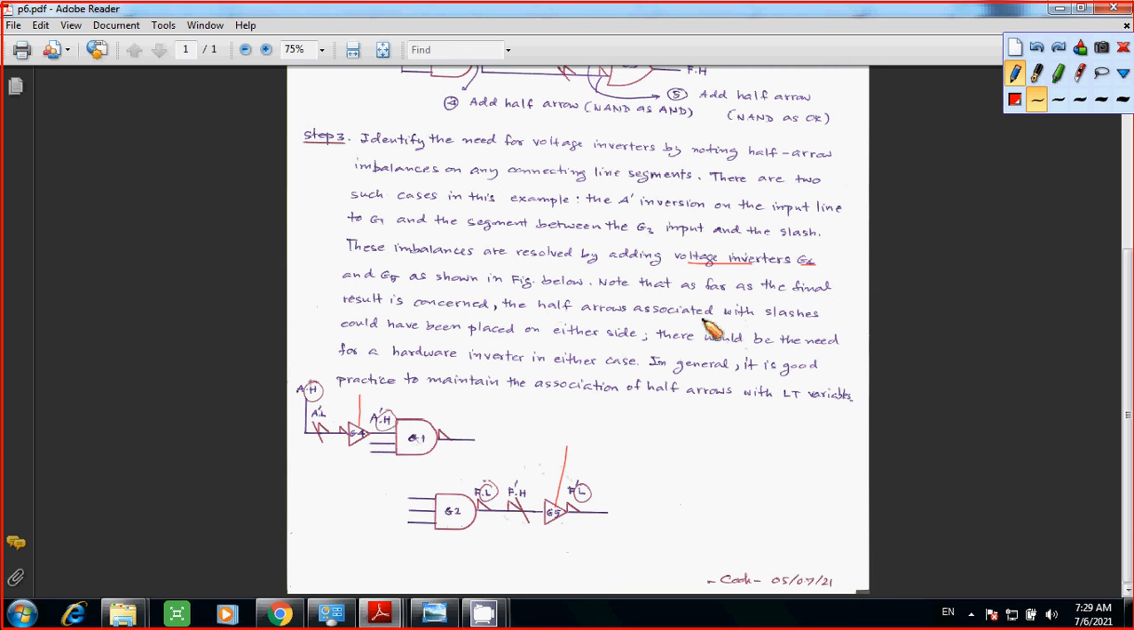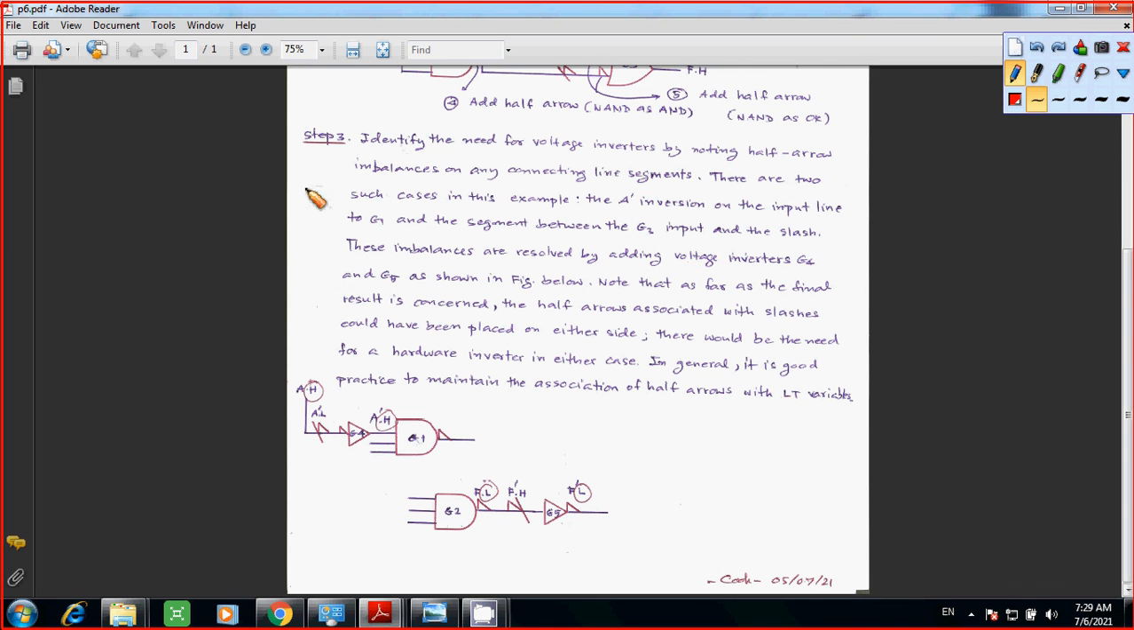Note that as far as the final result is concerned, the half arrow associated with the slash could have been placed on either side. There would be the need for a hardware inverter in either case. In general, it is good practice to maintain the association of half arrows with their flow-through variables.